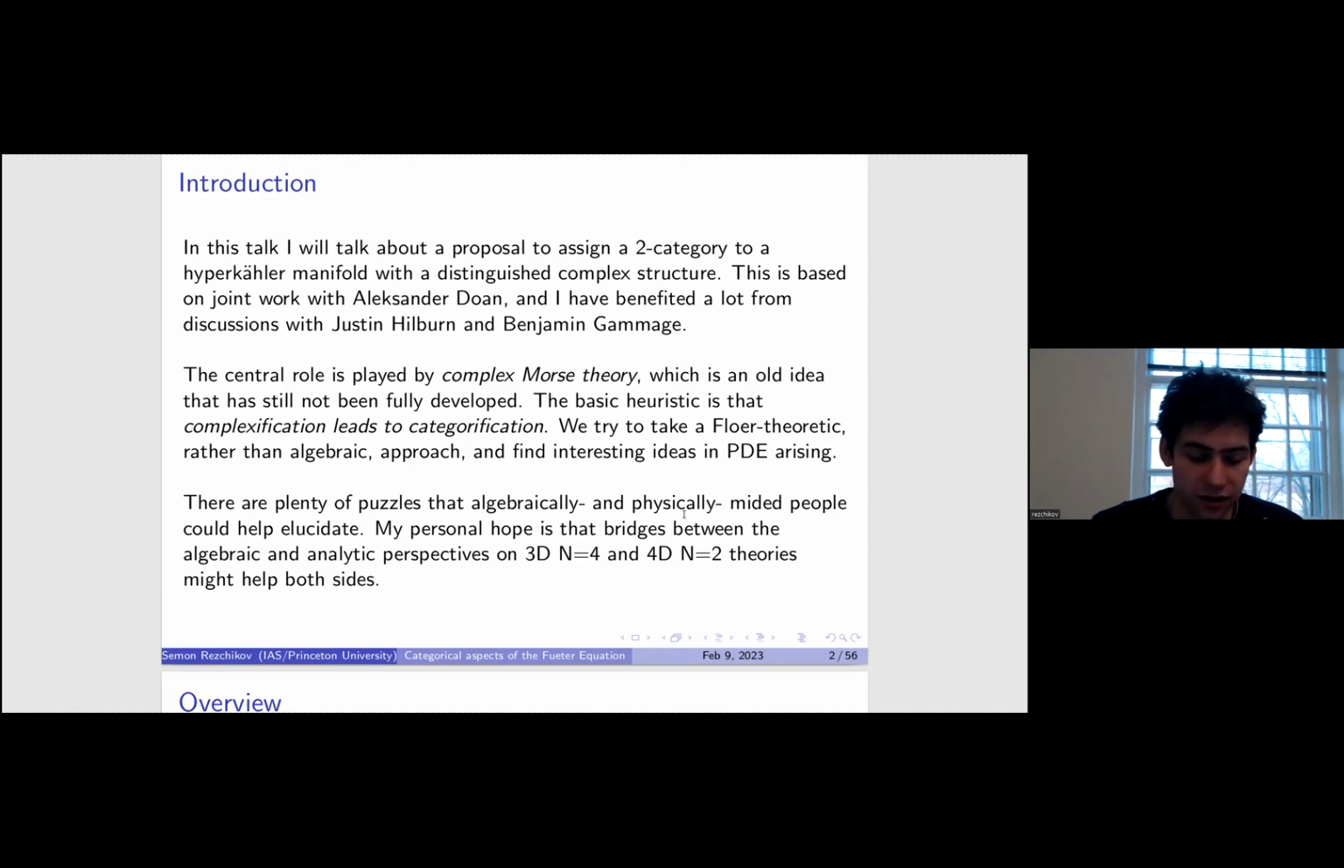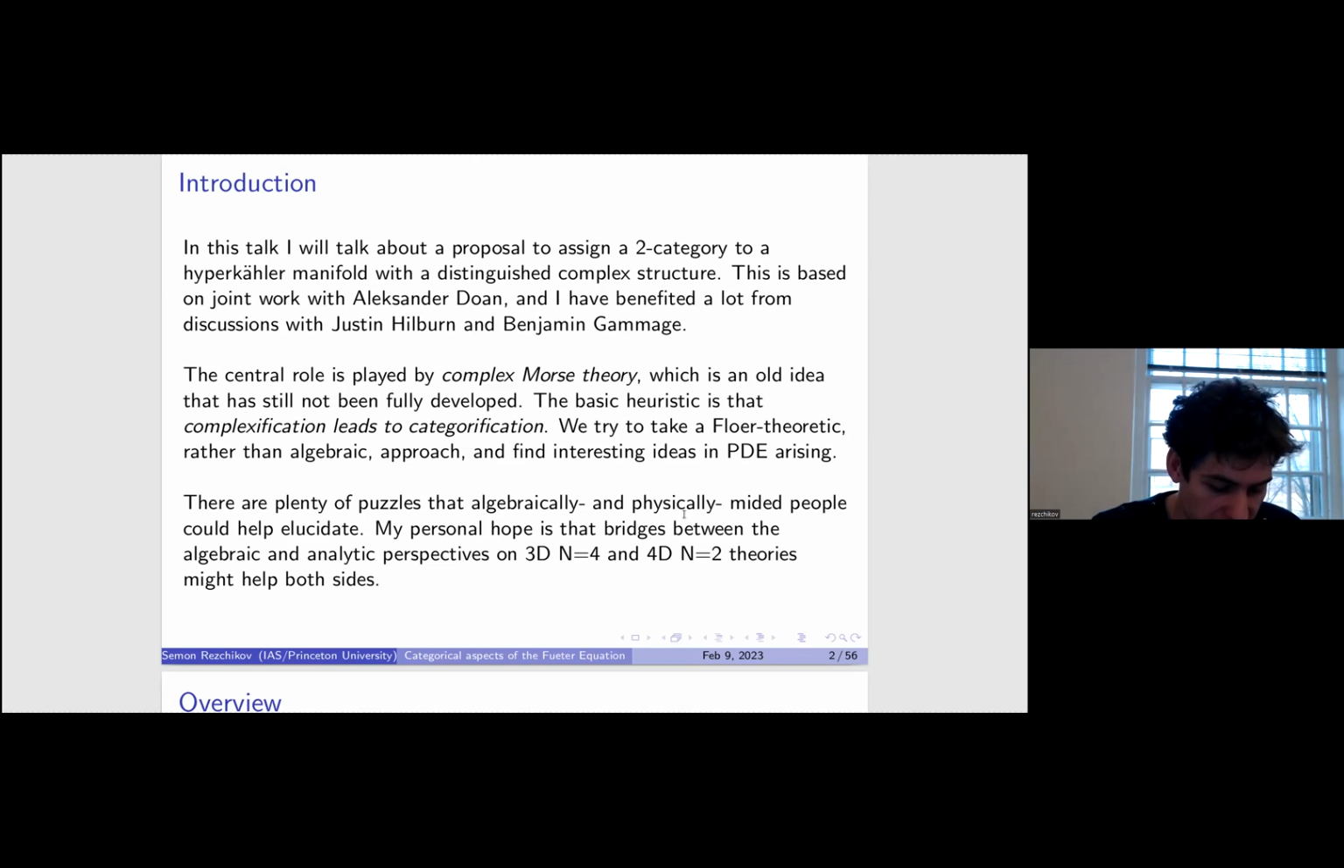But the basic heuristic that one can keep in mind is that when you try to complexify various invariants, you often categorify those invariants. And the reason for that is basically because the real numbers are one-dimensional and the complex numbers are two-dimensional. So a higher dimensional T leads to categorification. And so we'll try to take a Floer theoretic approach to the whole story rather than some sort of algebraic approach. And from that, we'll find that there are some interesting phenomena in partial differential equations.